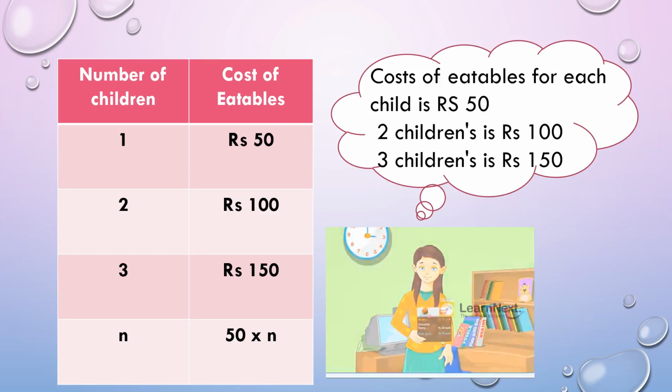We don't know how many children are attending the party, so we have to take it as n. And the total amount required for eatable will be what? It will be 50 into n. So 50 into n is an algebraic expression where 50 is constant and n is a variable. And n represents the number of children, which is not known.